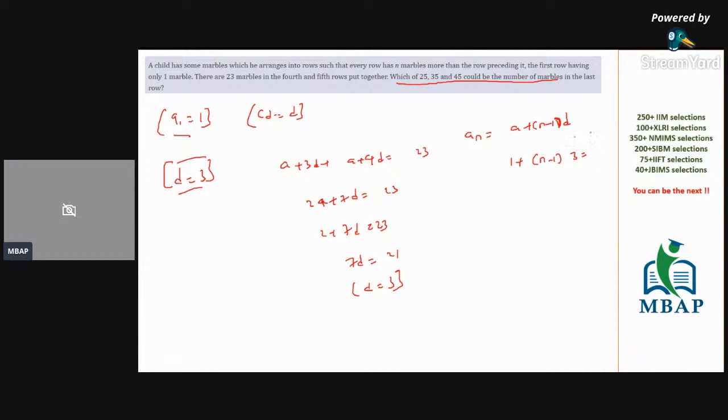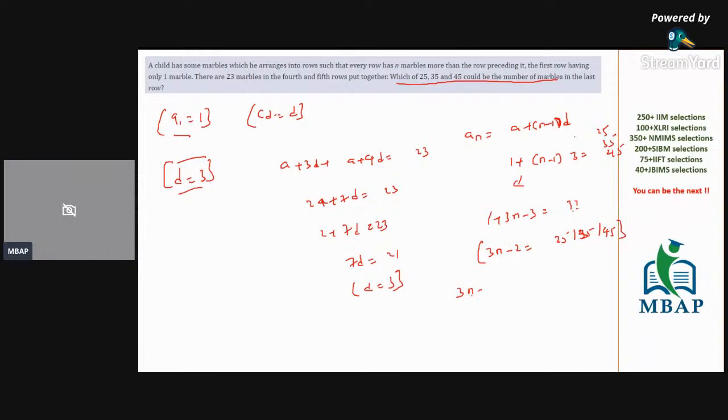This could be any of these options, which are 25, 35 and 45. If you solve this, you'll get 1 plus 3n minus 3 will be equal to the given answer option, which is one of these. So 3n minus 2 is 25, 35 or 45. The only thing you have to solve is 3n minus 2 equals what?